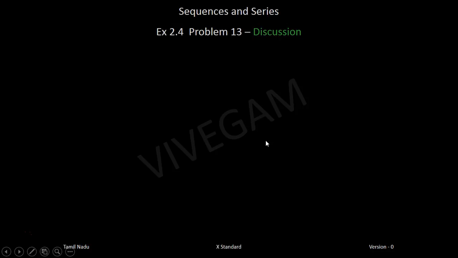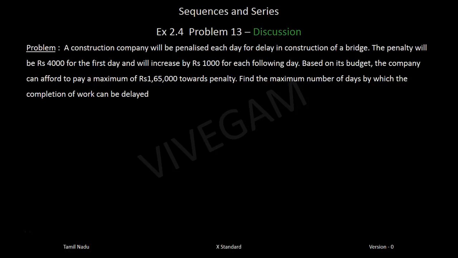2.4 problem 13. Let's read the problem. A construction company will be penalized each day for delay in construction of a bridge. The penalty will be Rs 4,000 for first day and will increase by 1,000 for each following day. Based on its budget, the company can afford to pay a maximum of 1,65,000 towards penalty. Find the maximum number of days by which the completion of work can be delayed.